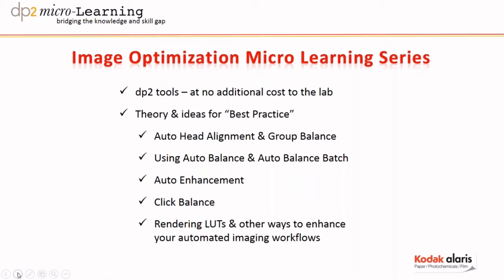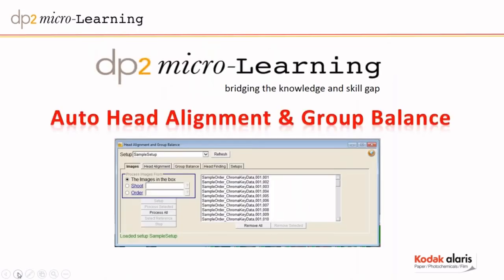So we're going to look a little bit at theory so I can explain some things that in your day-to-day operation might not be immediately apparent. And then we're going to look at best practice. Included in this series is today's auto head alignment and group balance, then using auto balance and auto balance batch, auto enhancement, click balance, and then rendering LUTs or lookup tables, and other ways to enhance your imaging workflows, many of which are designed to work either independently or together, depending on what you're doing.